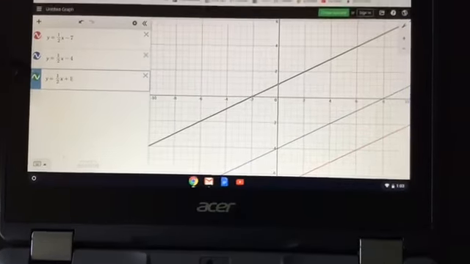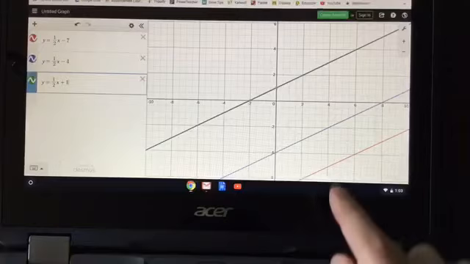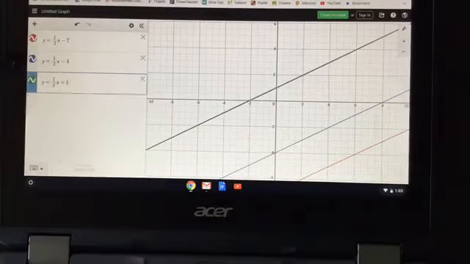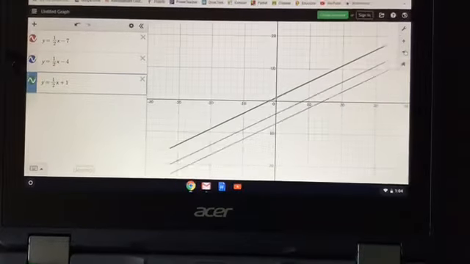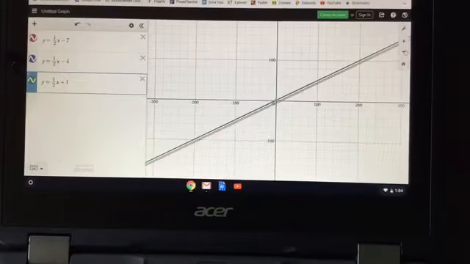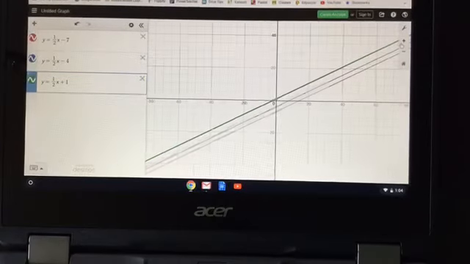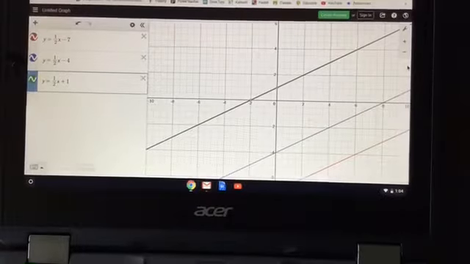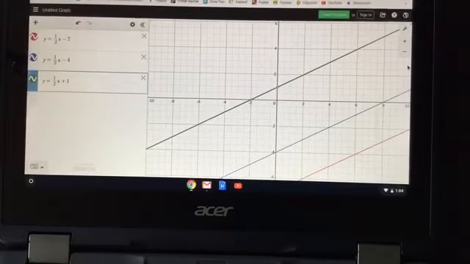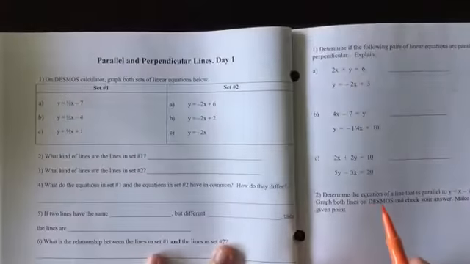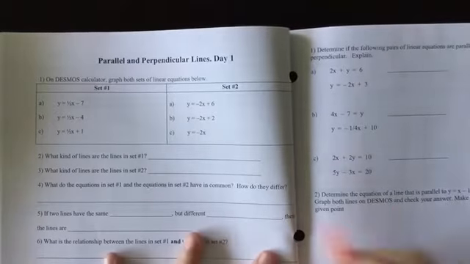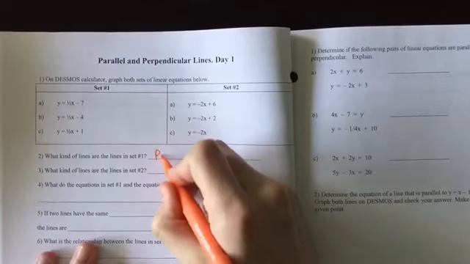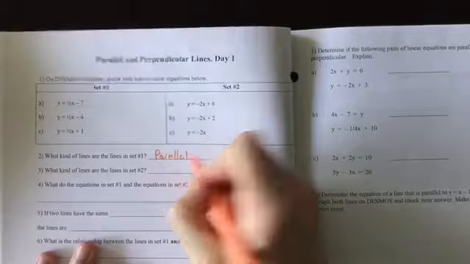Okay, so if we look there, we can see these lines. We've got red, blue, and green. You can change the colors there if you want. And we can see that they go on and on forever, but they will never ever touch. And I can zoom out and see it looks like they will never touch. They continue on forever. If I click the home button, I get centered again at the origin. So we answer for number 2. What kind of lines are in set number 1? Well, they are parallel.